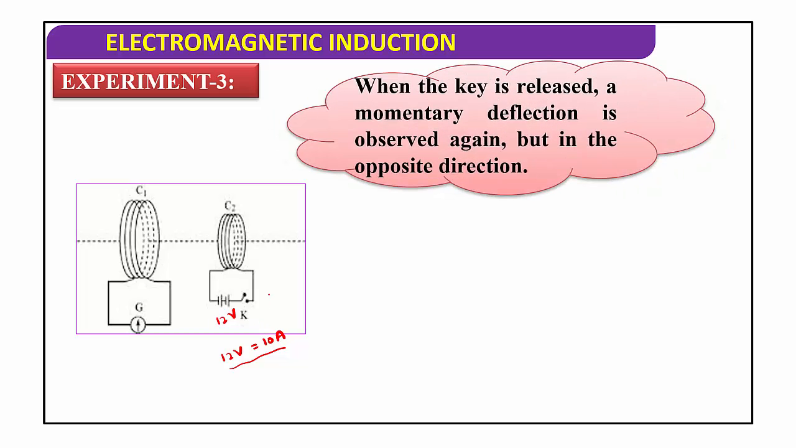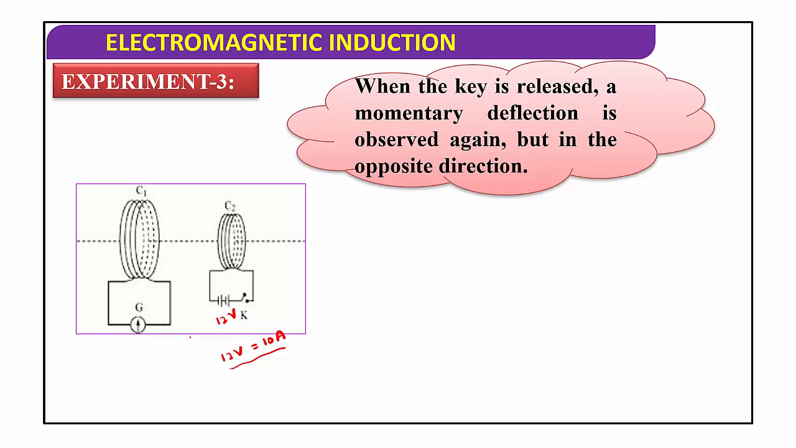Right? Now you can observe, when the key is released, a momentary deflection is observed again, but in the opposite direction. Only momentary deflection. See here, when I release the tap key, the maximum current is initially 10 ampere. When I release the tap key, the current goes on decreasing. It decreases from 10 ampere to 0 ampere. 10, 9, 8, 7, 5, 2, 1, 0.